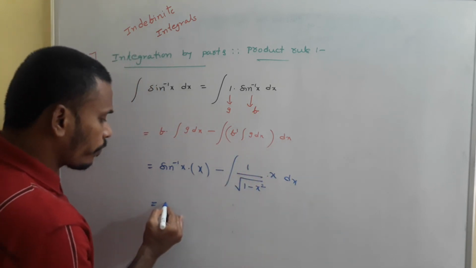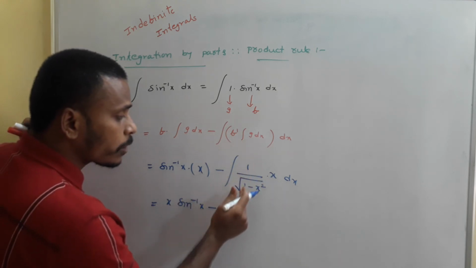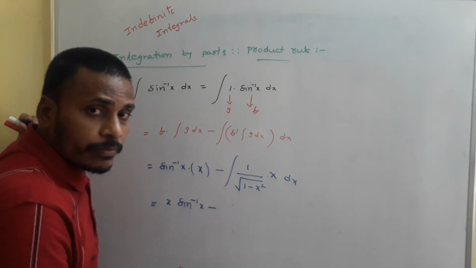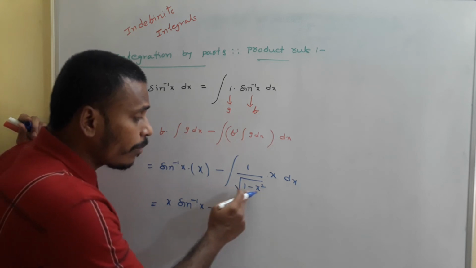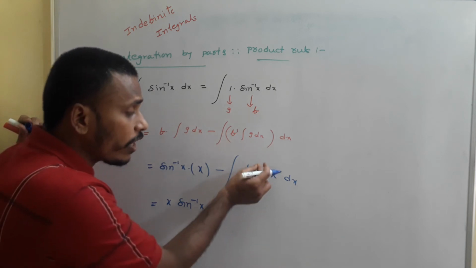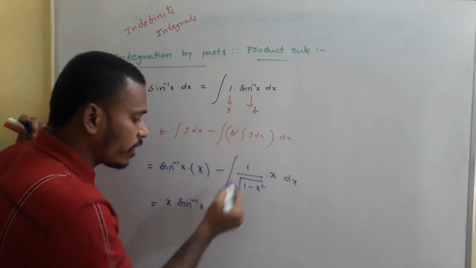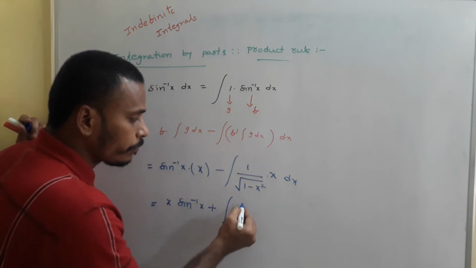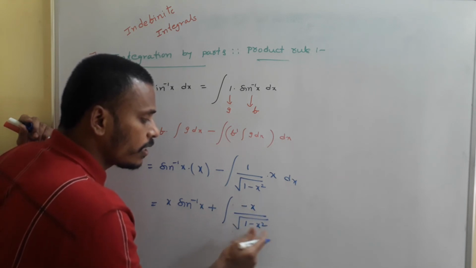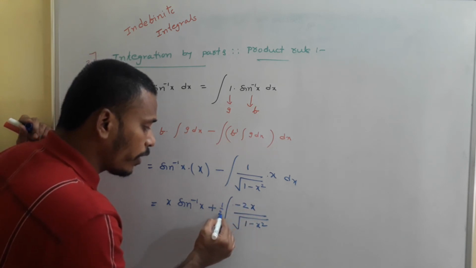So this is equal to x sin inverse x minus, this is x by root 1 minus x square. Okay, so how to answer this? Think about this 1 minus x square. Its derivative is minus 2x. So you just try to make minus 2x in the numerator. So that's why I am going to give this minus for the x. So plus integral minus x by root 1 minus x square. See, derivative of this is minus 2x as I said. So you just write minus 2x and write 1 by 2 here.